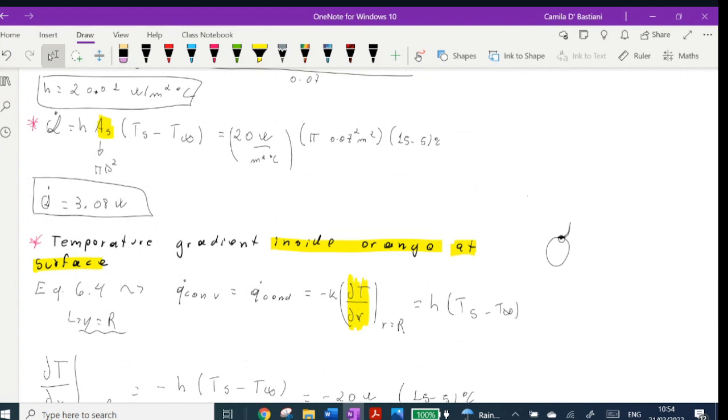Exactly, because the no-slip condition assumes that my velocity at the surface, my velocity at the point where it touches my surface, is 0. My velocity of the air at the surface is 0 according to the no-slip condition. Exactly that.